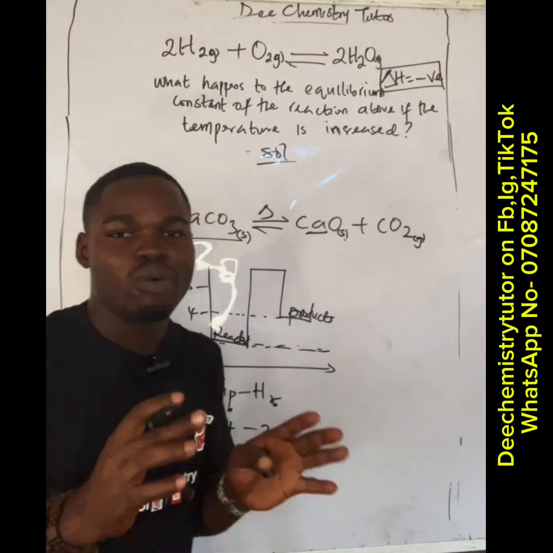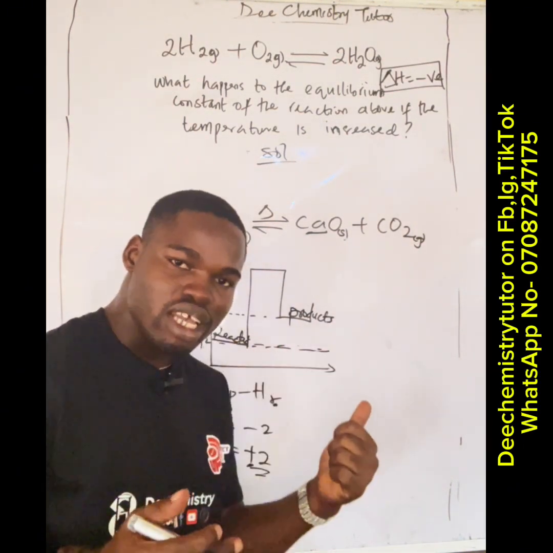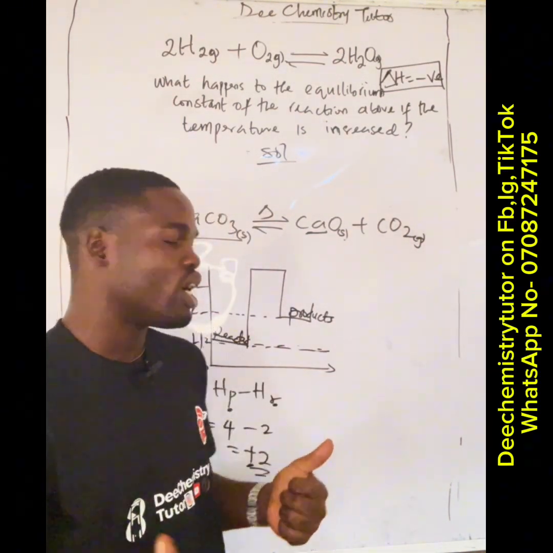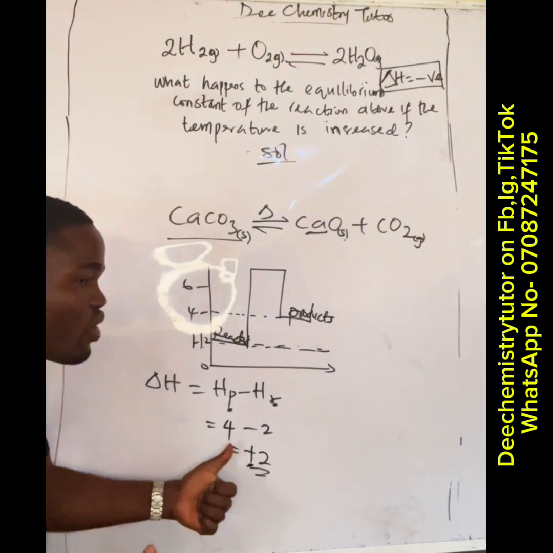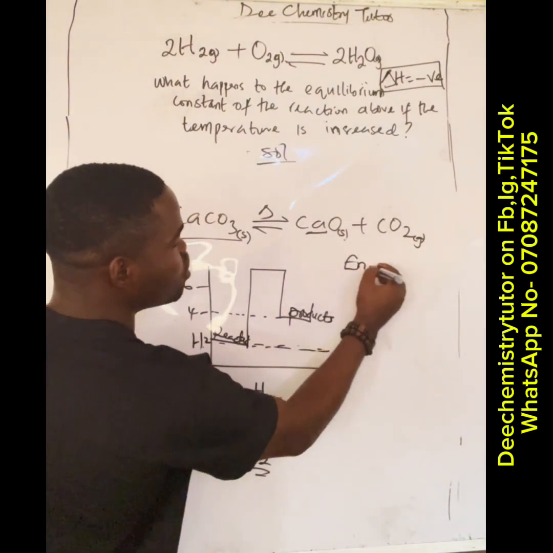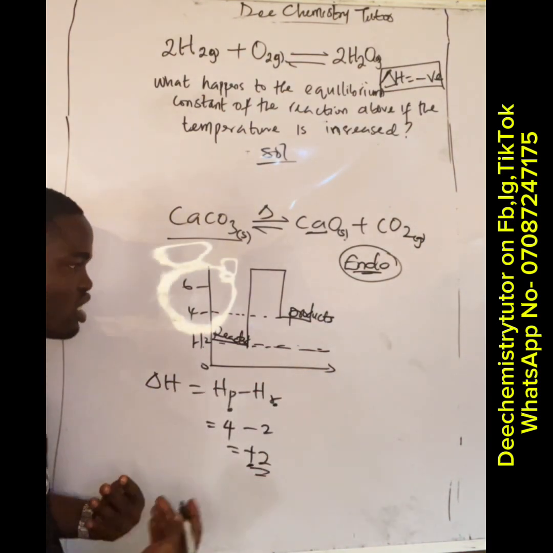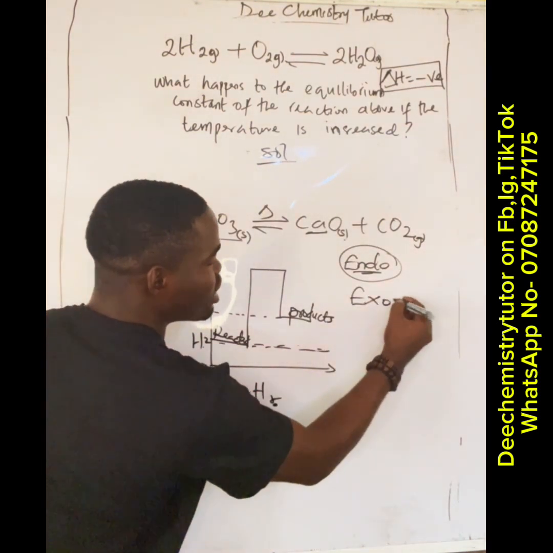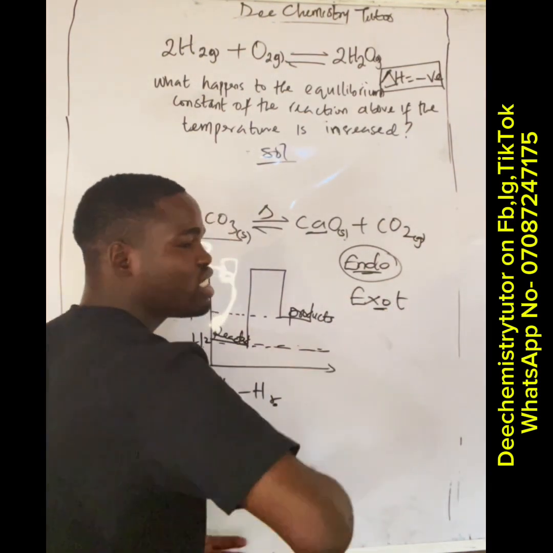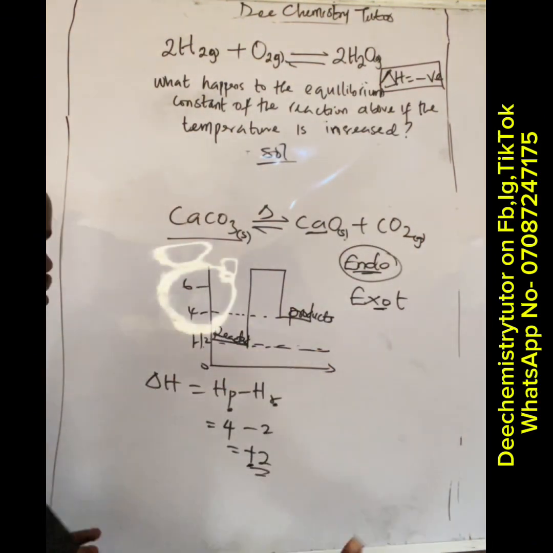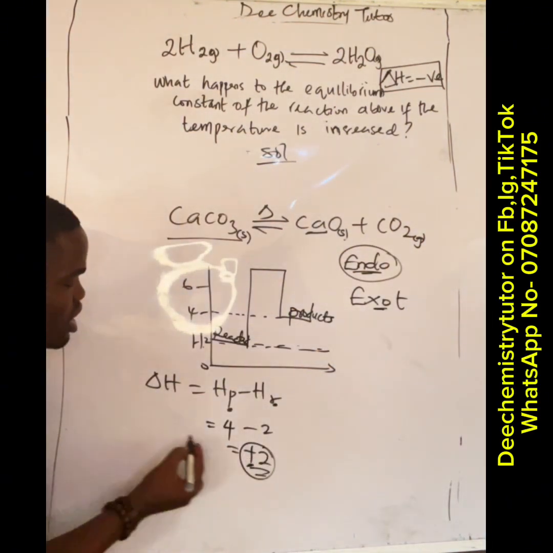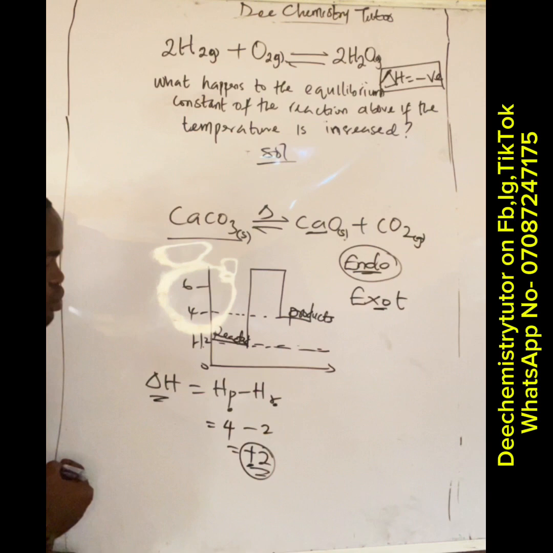So in terms of thermodynamics, there are 2 types, the exothermic reaction and the endothermic reaction. The way I used to remember this is that endo means heat is absorbed, while exothermic, like the word exit, means heat is being released to the surrounding. Do you get that? So now this is positive. This is an endothermic reaction.